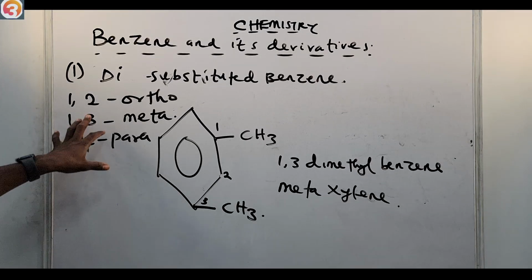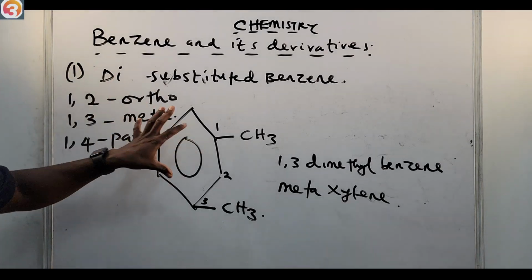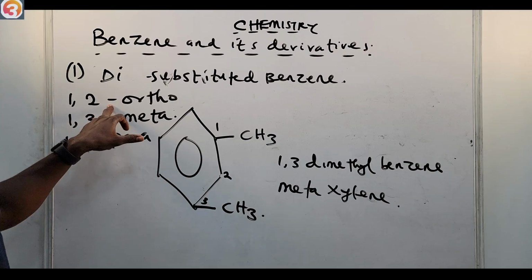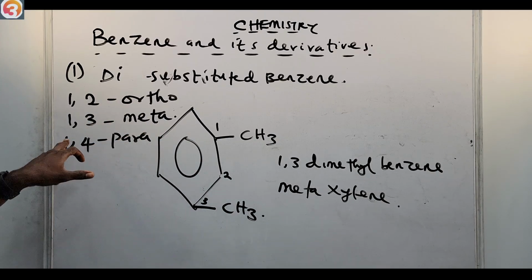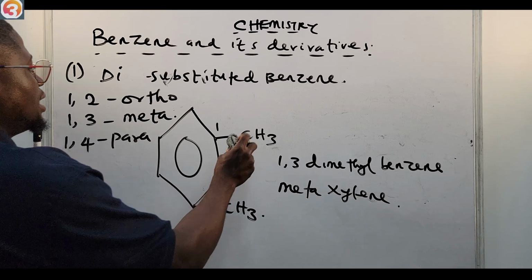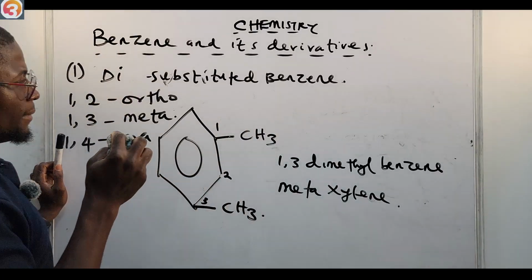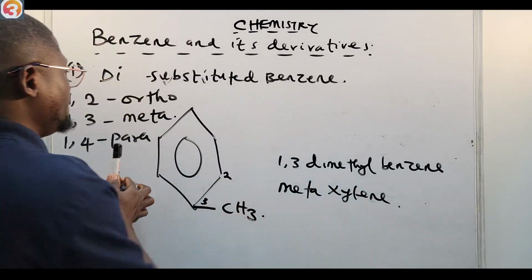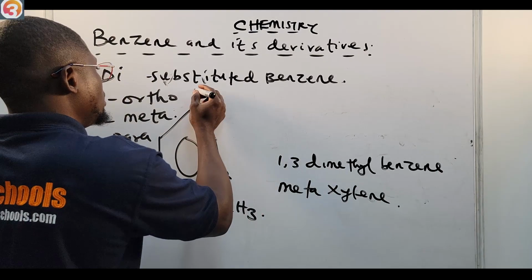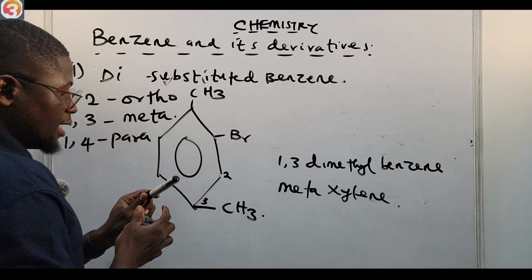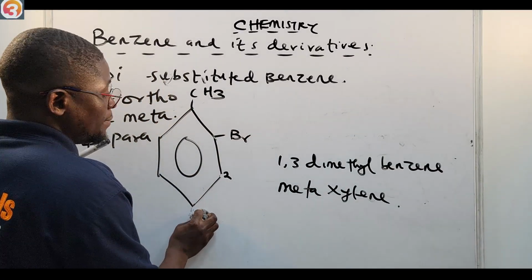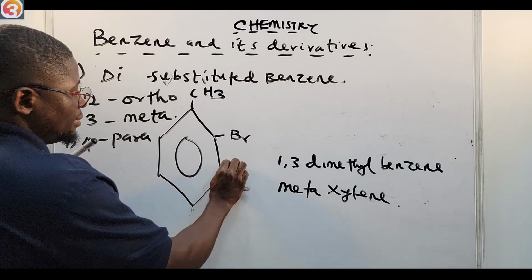So if you have 2 groups attaching itself to benzene, and they are in position 1 and 2, we say it is ortho. If they are in position 1 and 3, we say it's meta. If they are in position 1 and 4, we say it's para. Now let us continue with this structure. Let's say we have a methyl group here, and then here we have a bromine group attaching itself to the benzene ring. We're talking about disubstituted compounds.